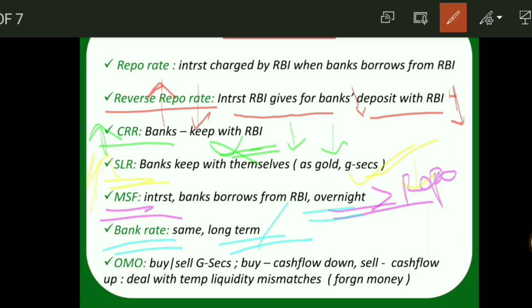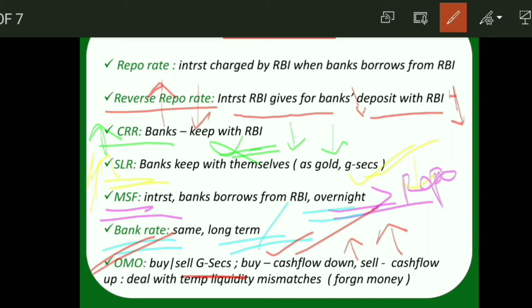And the next tool is open market operations. This is the buying and selling of government securities by RBI to control the money supply in the market. When RBI is willing to buy government securities from commercial banks and from the market, the commercial banks sell government securities to RBI and RBI gives money to them. So when RBI buys G-Secs, more money is given to the commercial banks, so they have more money to lend, the cash flow increases in the economy, and inflation also increases.